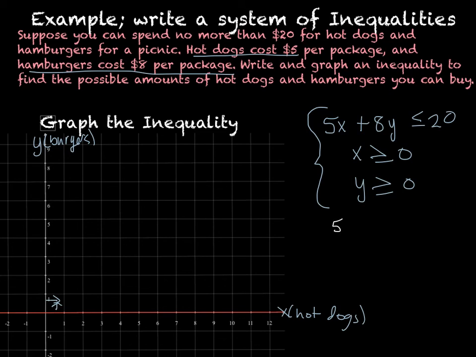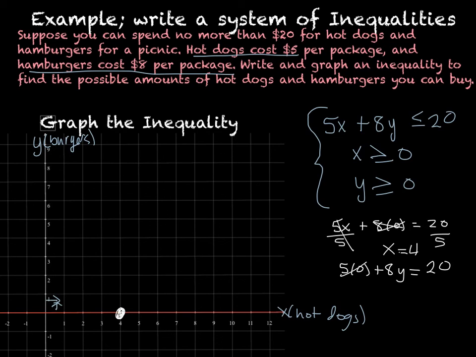So 5x plus 8 times 0 is equal to 20. That cancels out to 0, divide by 5, and x equals 4. So I'm going to put a point on the 4. And then I have 5 times 0 plus 8y equals 20. That cancels out to 0, divide by 8, and y equals 2.5.